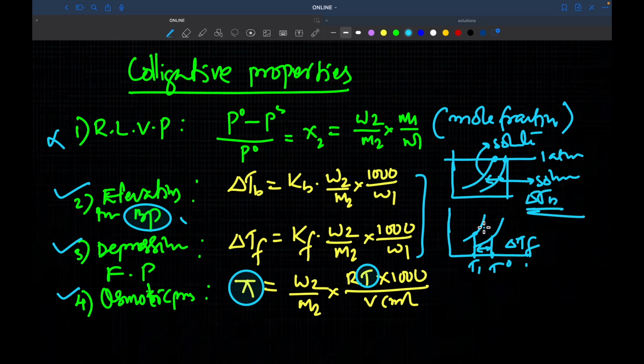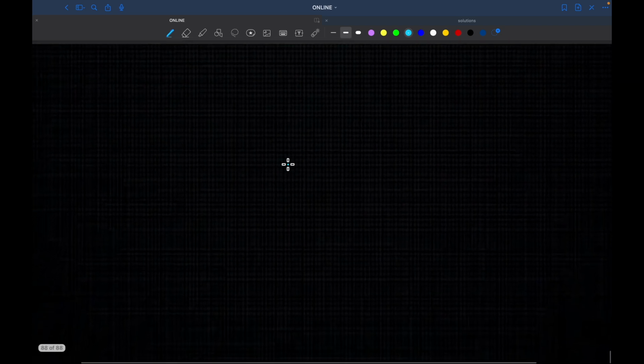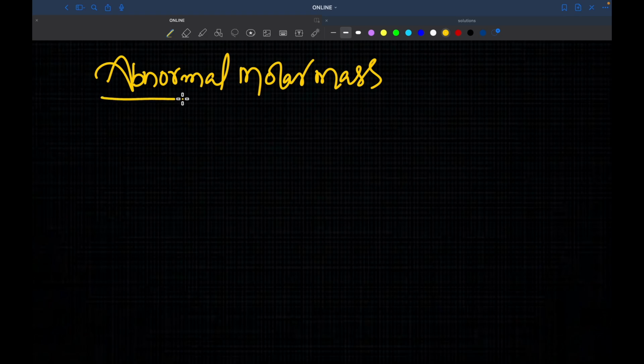So this is the conclusion of the colligative properties. We'll conclude the topic today, by seeing abnormal molar masses. Abnormal molar mass, let's see what this is.